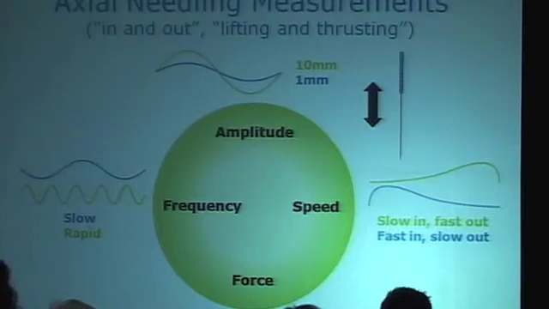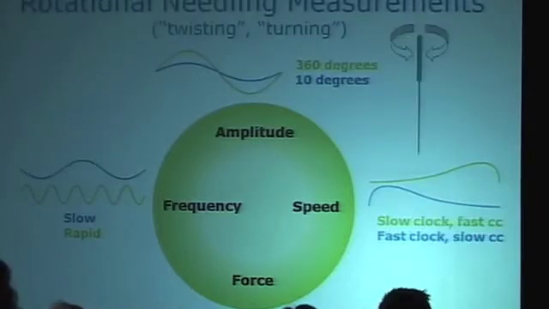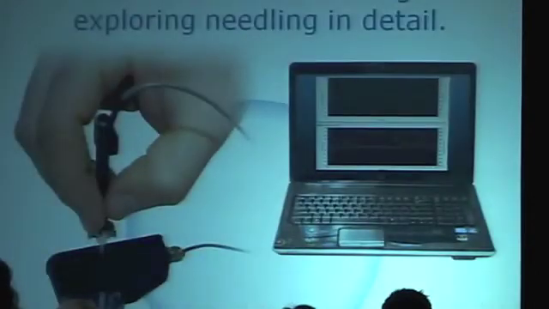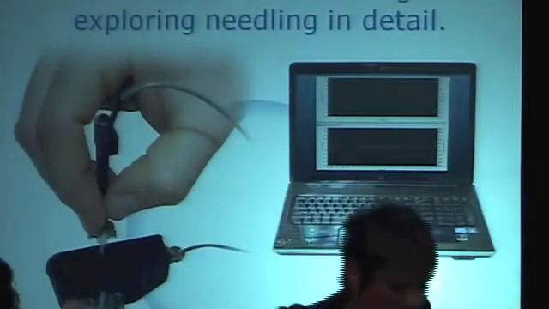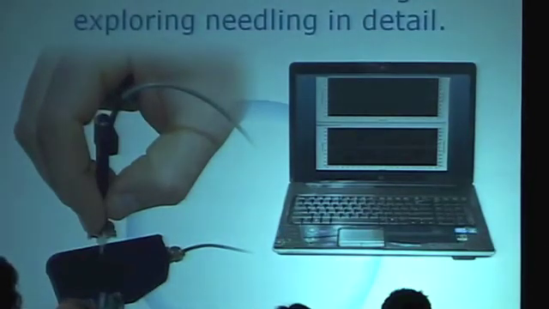When we feel something happen, we often change what we're doing. And once again, this illustrates the same point: rotational needling measurements are a whole other segment that we can analyze. So the Acusensor was a project to develop a tool to begin exploring needling in detail. And as you'll see here, it involves a force sensor, which hooks to the handle of the needle.